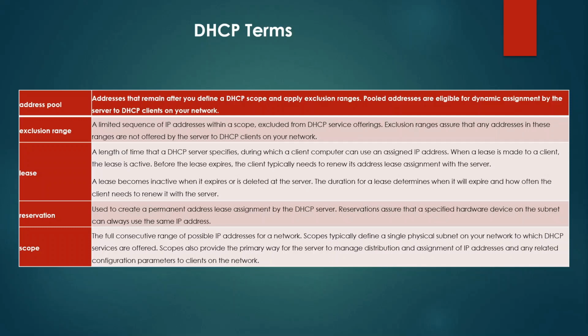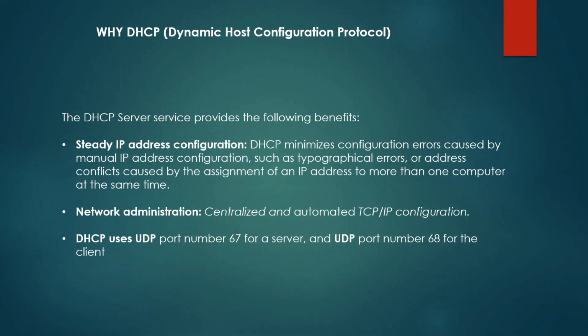We also go to scope. The scope basically is the range of possible IP addresses which the DHCP server can use to provide clients on the network with IP addresses. So why DHCP? Why do we need this service on our network?